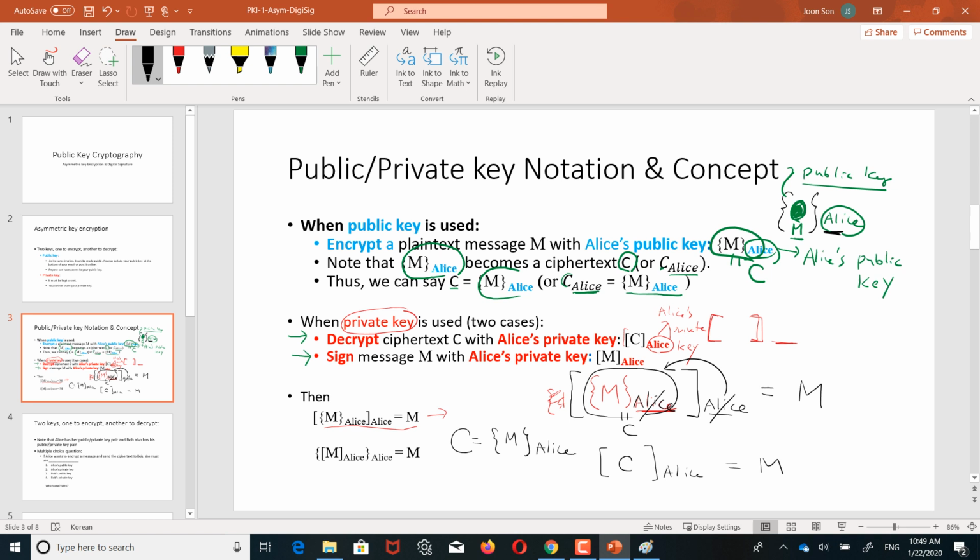Okay, so this is the notation for the public and private keys. The second case, signing the message, is actually related to this. The signing is related to this. I'll talk more about this later. Okay.